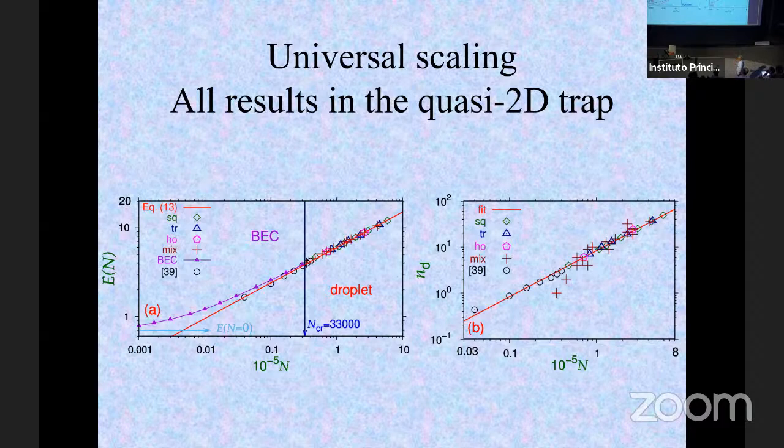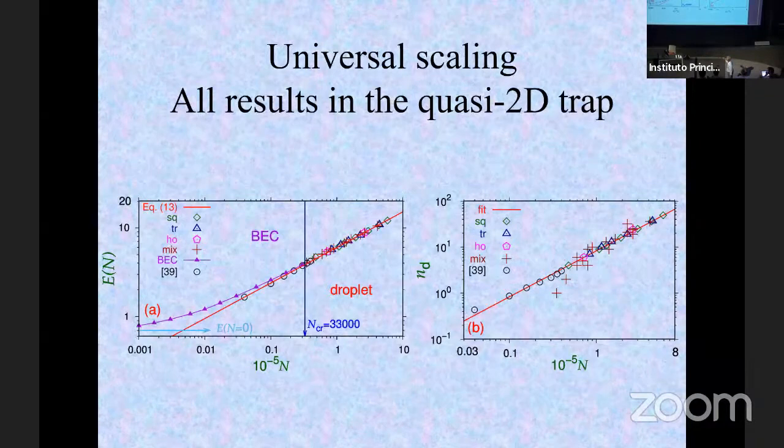But the interesting thing, the universality of this, is the energy. There's a straight line fitting here. Green is the square lattice states, then triangular lattice states, honeycomb lattice states, and these are mixed, which are neither this nor that. And this is for that trap: the droplets are formed around 33,000 atoms. And this is the region where there are no droplets, so this is the ordinary BEC that follows that scaling. And these are the energies of droplets.